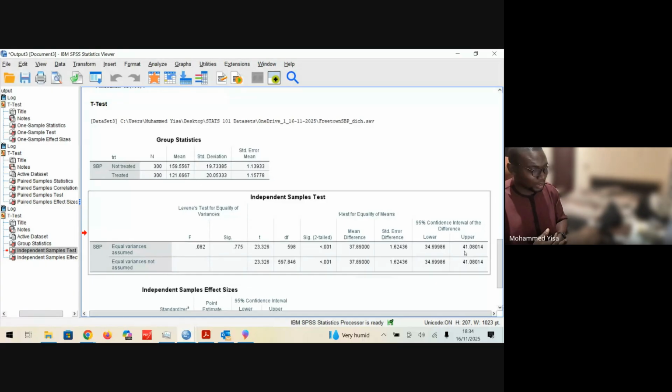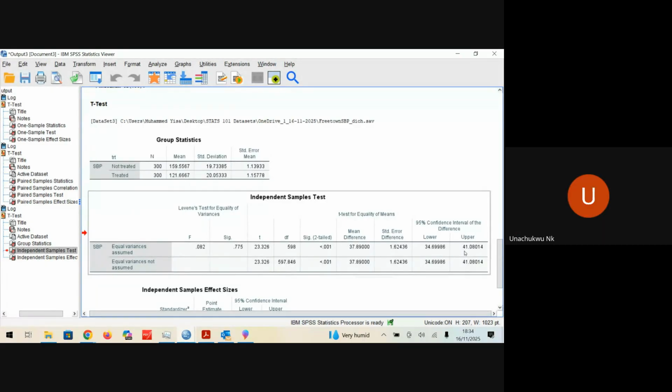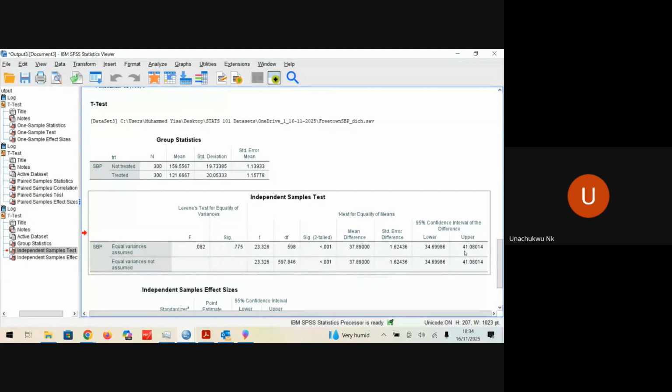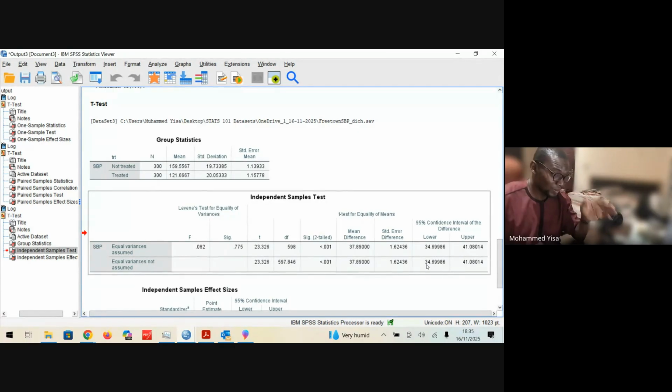I'm quiet because I'm waiting for questions. You said our p-value is less than 0.05. Then you now said our variances are equal, so we cannot reject the null hypothesis, and that means our p-value is more than 0.05. No.